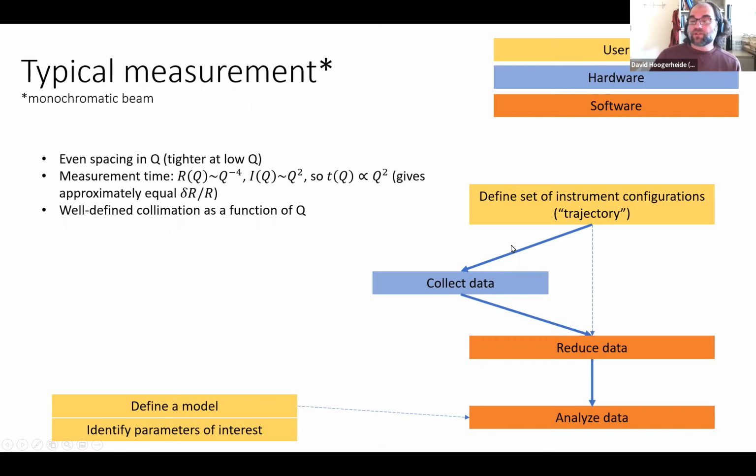Then we go and actually run this on the instrument. We collect the data, we reduce it, so subtract background, normalize the intensities or whatever, and then we go ahead and analyze it. And here again, we need some user input, where we have some model that I showed you previously, and some parameters of interest that we might identify that would then end up, for example, in a publication. So this is how we would typically take a measurement. This is with our monochromatic reflectometers, by the way. I'll talk a little bit about polychromatic beams later in the talk.